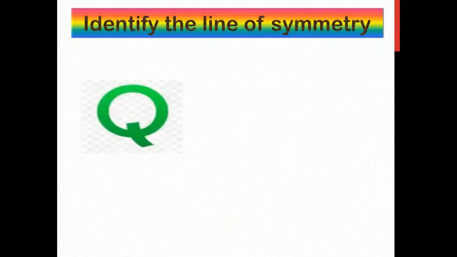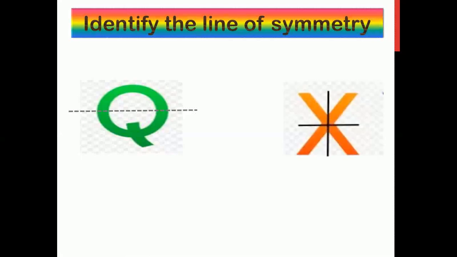Now let's identify the line of symmetry. Letter Q is on our screen, and this letter Q is divided horizontally by a straight line. The upper part of this letter Q is different than the lower part. So both the halves are not identical. So this line is not a line of symmetry.